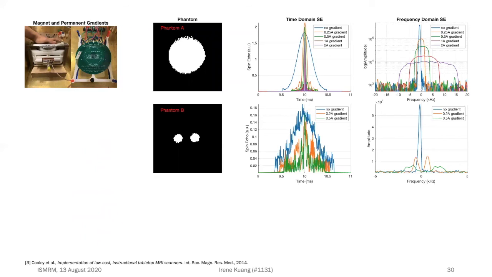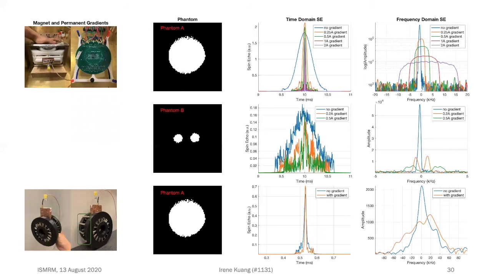Similarly, for a phantom with 2 offset holes, we can see the spectral separation of frequency peaks when larger gradients were applied. And lastly, for a spokes and hub magnet, we introduced a permanent gradient and obtained a spin echo with 100 kHz bandwidth, demonstrating that the spins are being excited within the entire bandwidth of the optimized pulse.